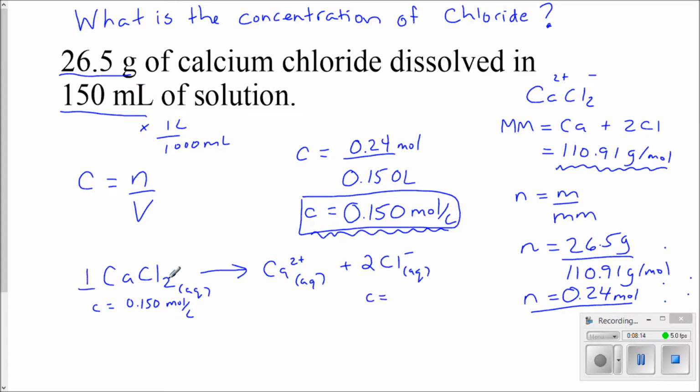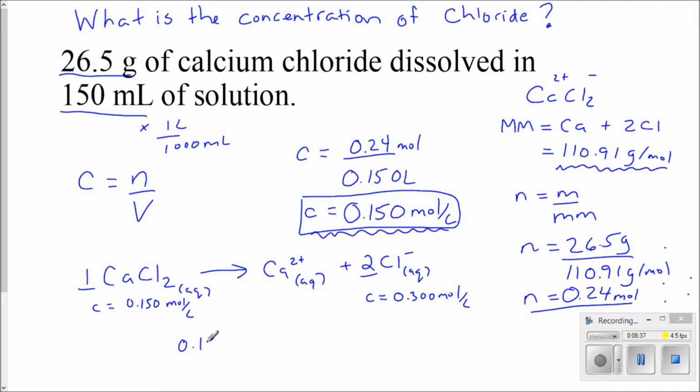Well, the answer is that it goes along with stoichiometry. Stoichiometry will follow the coefficients. So if I have 0.15 moles here, I'm going to have 0.30 moles here. And the reason is because it's a 2-to-1 ratio.